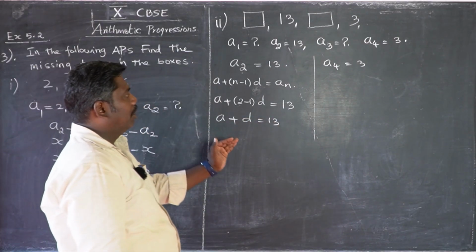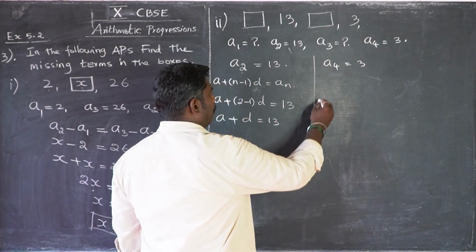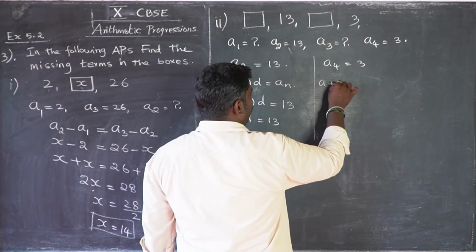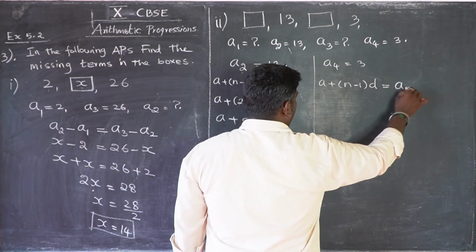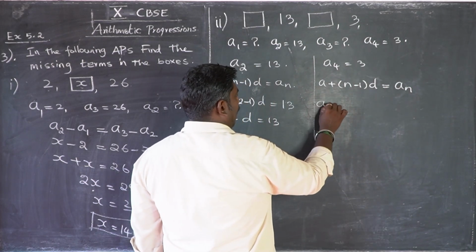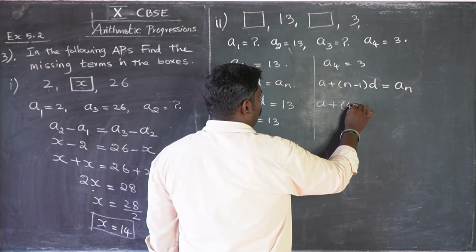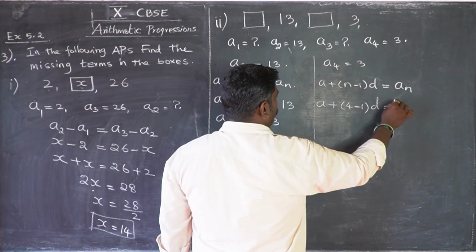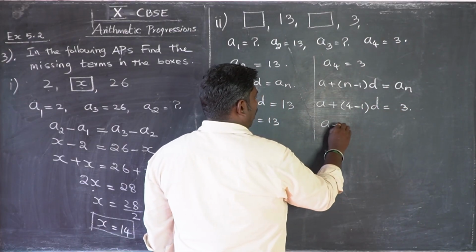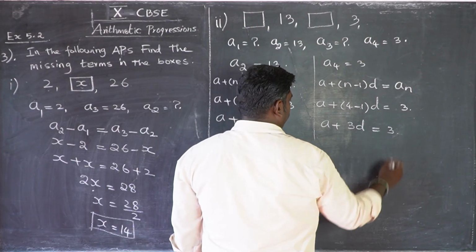Same way, we can apply here. Fourth term is equal to 3. So the formula of nth term is a plus n minus 1 into d. So fourth term means a plus 4 minus 1 into d. This fourth term value is equal to 3. So a plus 4 minus 1, 3d is equal to 3.